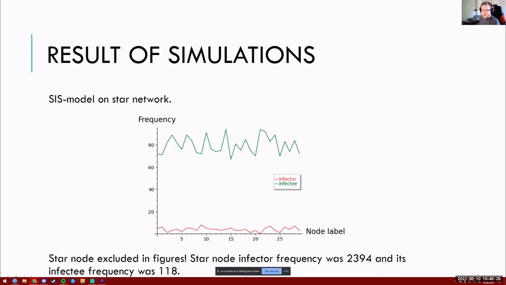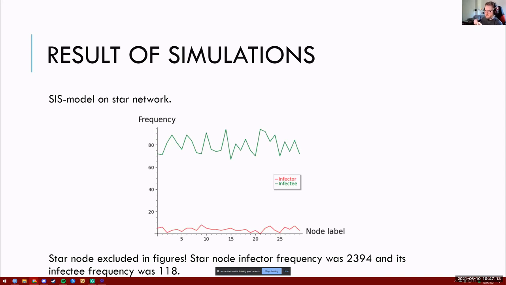And so you might wonder why the star node infector frequency was so much higher than the infectee frequency. And this comes from the star node having more connections than any other, so it's going to infect more. But in order for the star node to be an infectee, it has to loop back to susceptible and then become infected again. And when we have a recovery event and an infected node is turning susceptible, then we're choosing an infected node uniformly. We're not checking how many neighbors they have, how many connections they have. And so it has to go through this uniform selection of infected nodes.